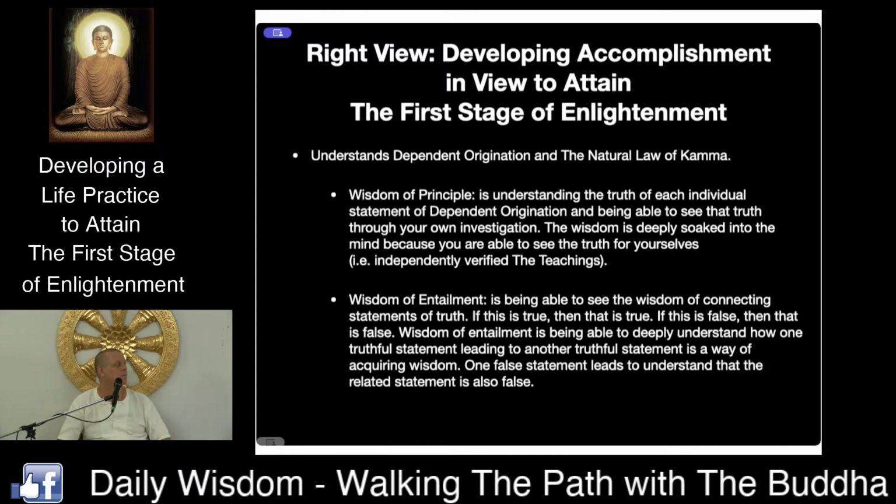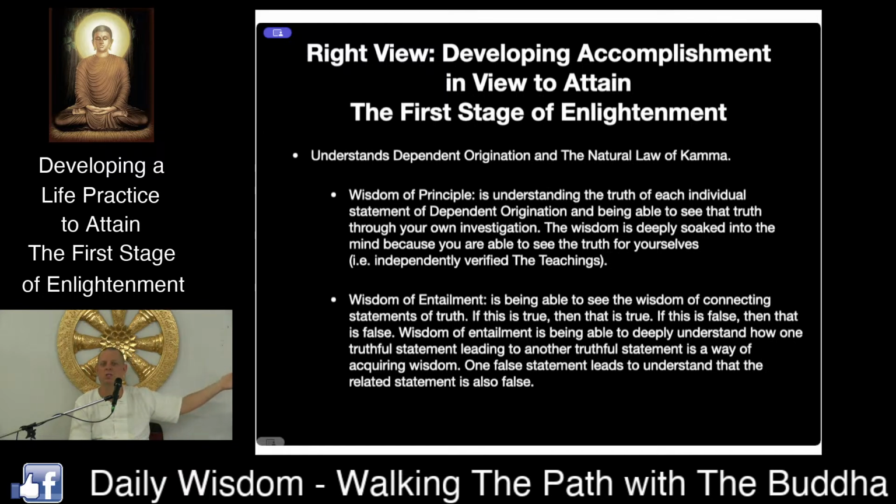Yeah, entailment. That one. Wisdom of entailment. This is seeing that one thing leads to another. This cause or condition leads to this effect, or this action leads to this effect. So like right now, that microphone you have, it has batteries, so it worked. That other microphone you had, it didn't have juice in the batteries perhaps, so it didn't work, right? This is like cause and effect.